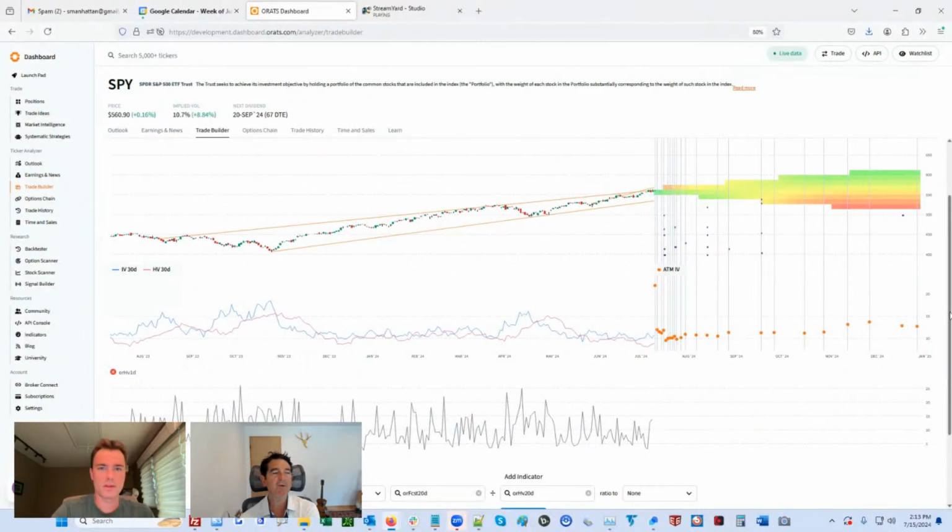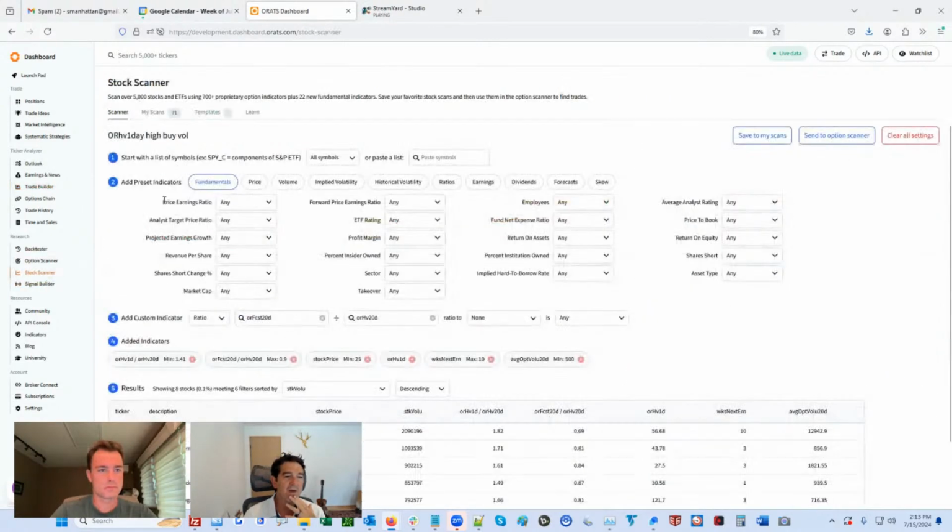Yeah. So I think there are two ways that I use it. One is to avoid taking excess risk. I still have my strategy on, but I'm going to wait for the market to cool down a bit. The other way, like you said, is you could search for stocks using the stock scanner. So I've contrived an ORATS HV one-day high buy vol. What that means is let's find stocks that are moving a lot, and we'll look to buy some vol here. So it's ORATS HV one day divided by the 20 days. That's one way to find it.